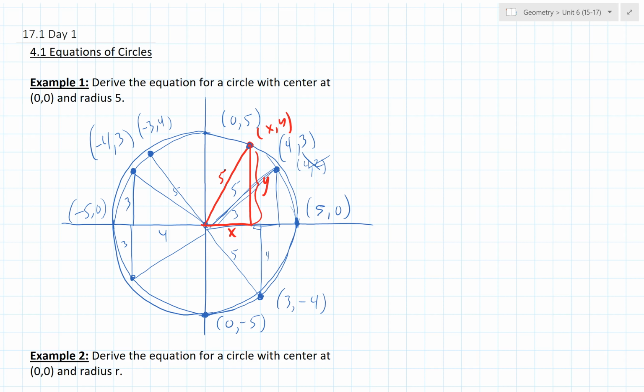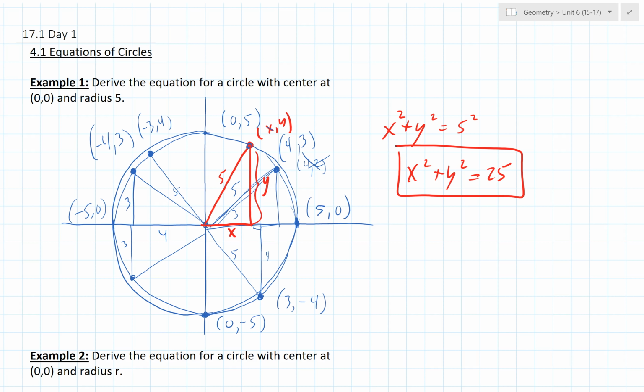Zarin, what'd you get? We're not really sure. Okay, apply the Pythagorean theorem to that red triangle that I have drawn. X squared plus y squared is equal to 5 squared. Good. So x squared plus y squared is equal to 25. Okay? So that is actually the equation that represents every single point on that circle.